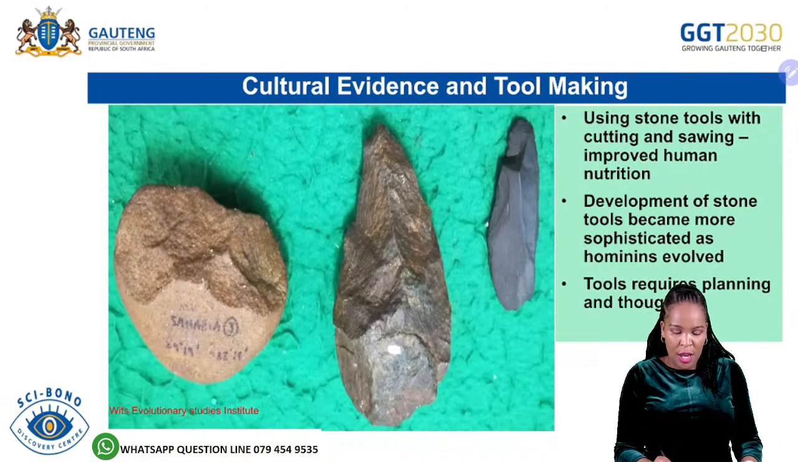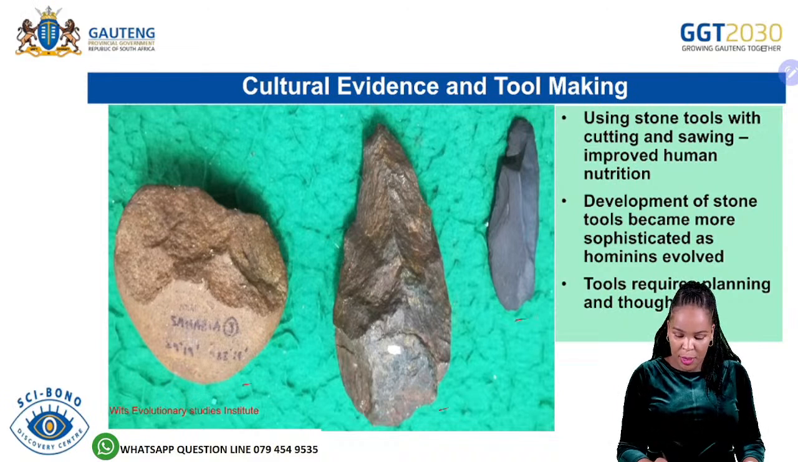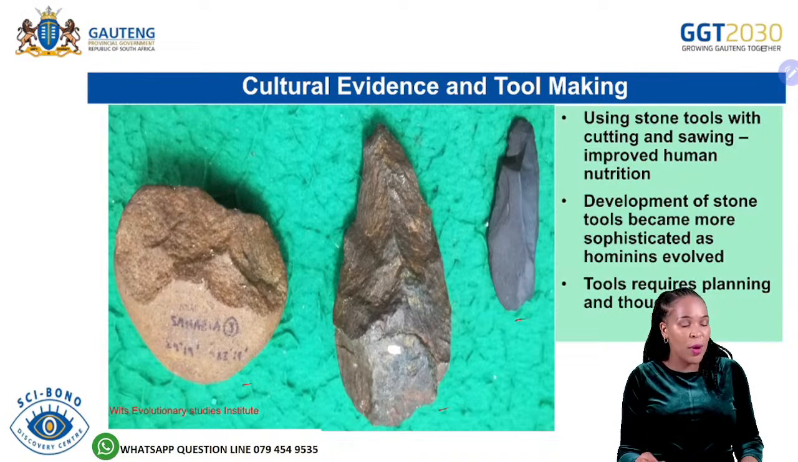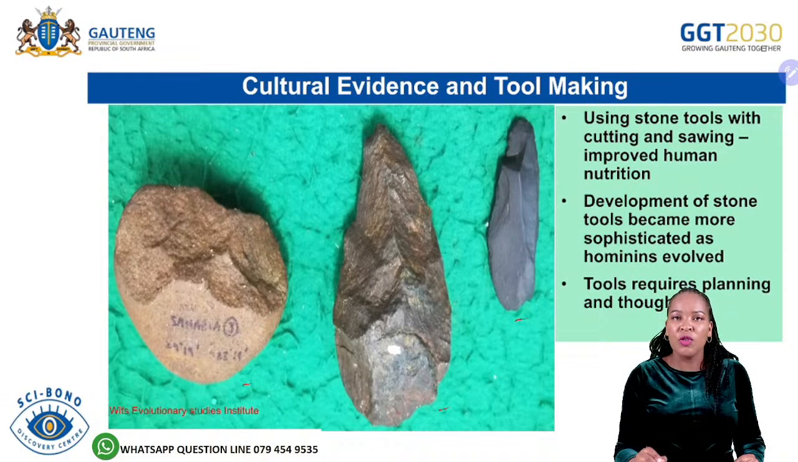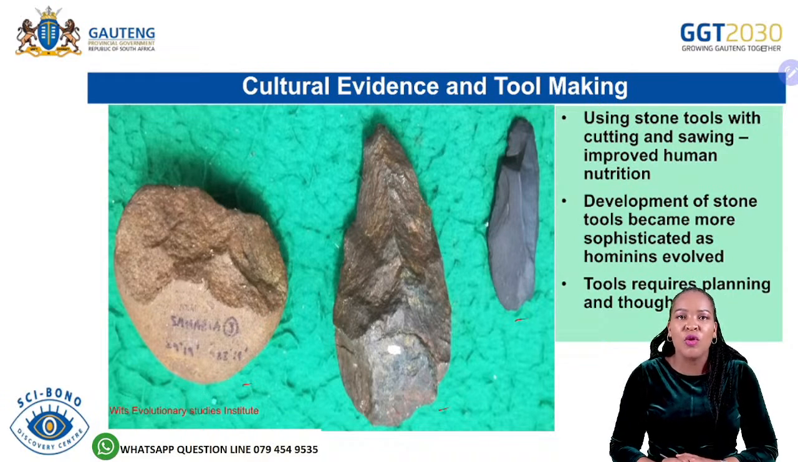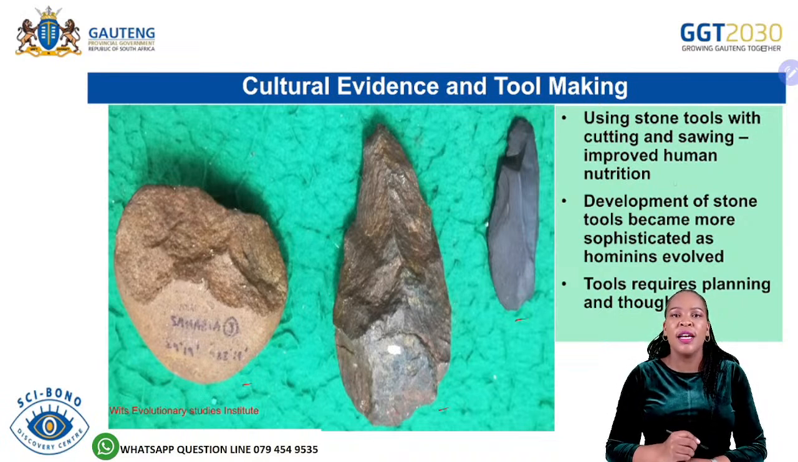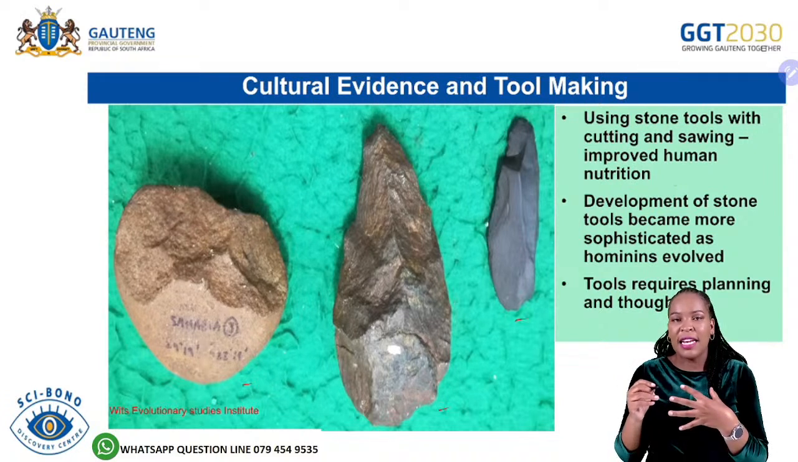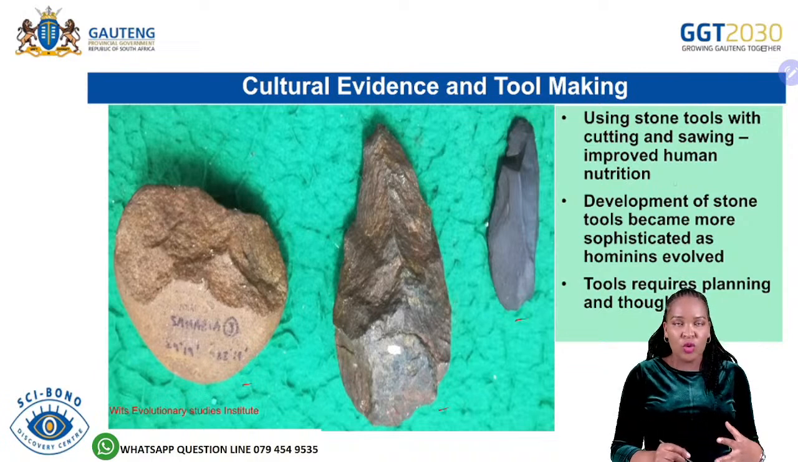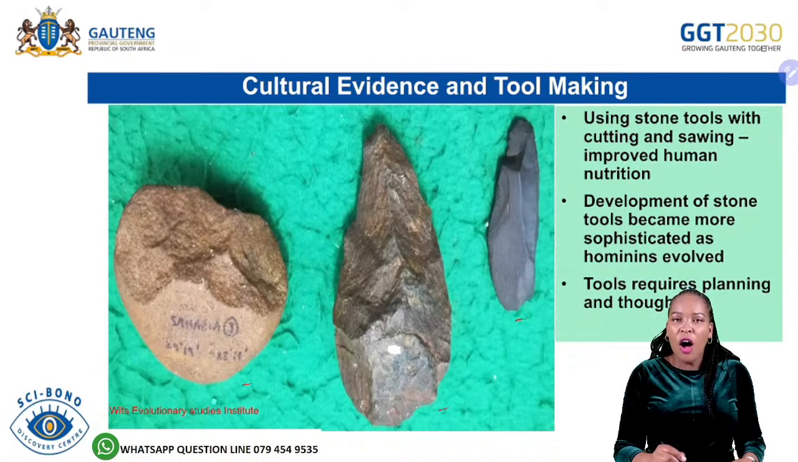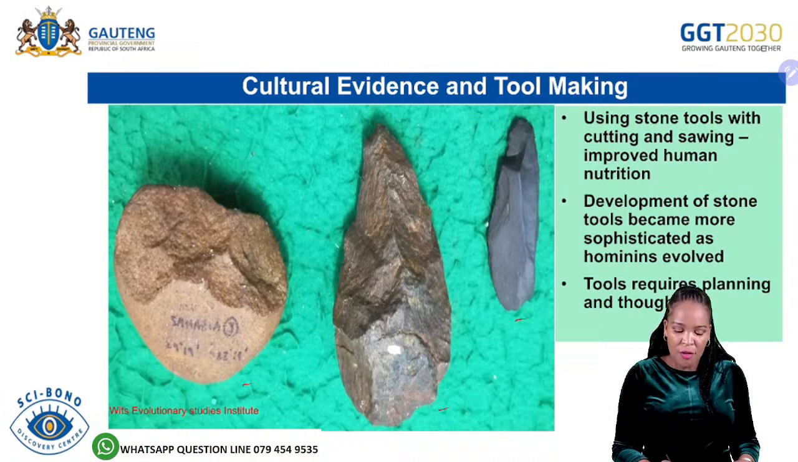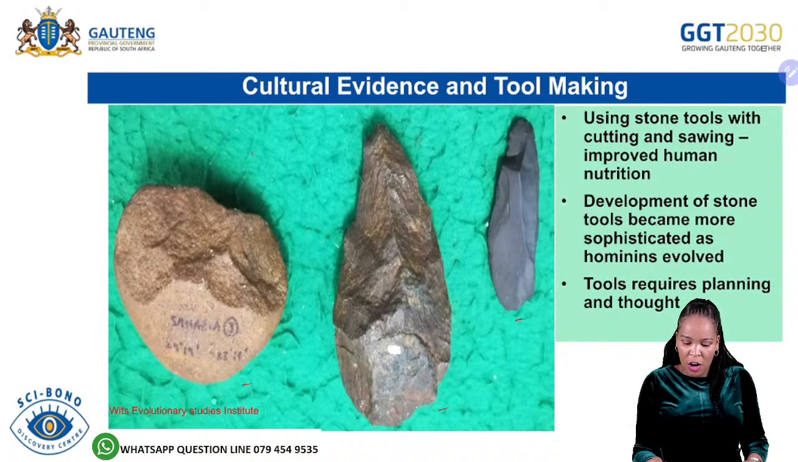Tool making. If you take a look at these stones here, they have different shapes. So they were using stones for cutting and sawing, right, which improved human nutrition. The first ones to use stones, as Fawzi has told you, are the Homo habilis, which are also known as the handymen. The handymen were the first hominin species with evidence of using stone tools. Now, these stone tools all had a different purpose. If you take a look at the shapes, the development of stone tools became more sophisticated as humans evolved.